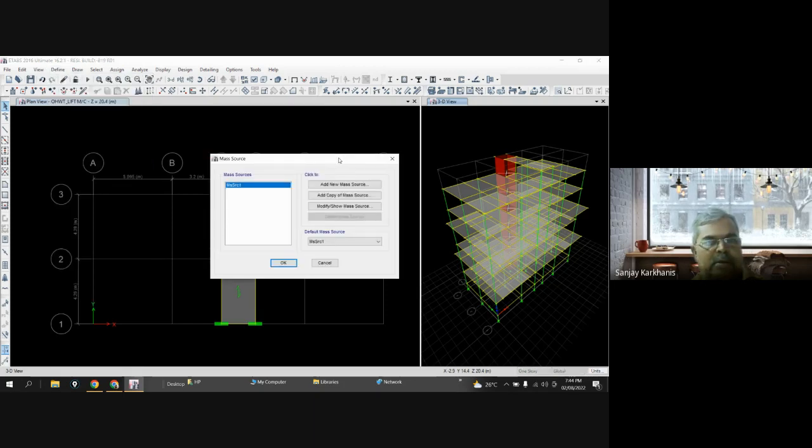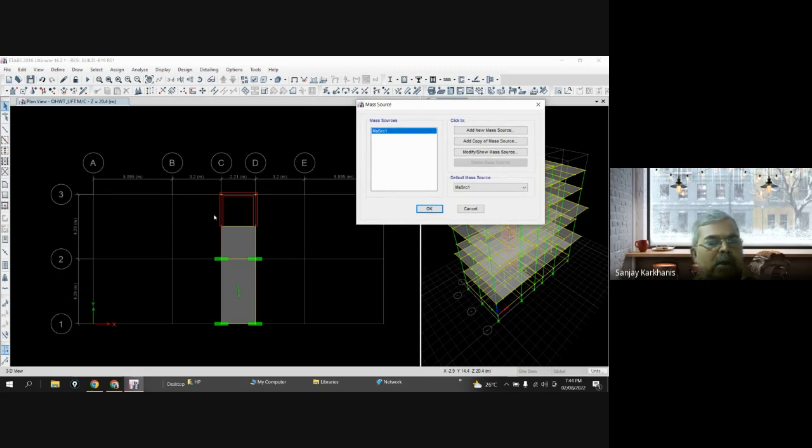Click on it. Now you might wonder: only giving the codal parameters, whatever may be the direction, then Z, then I, R, and range, how is it finding, how is it calculating the mass, how is it calculating the lateral force? So it will take the data with the help of mass source. Okay. So by default, there is this MSRC1 as a mass source.